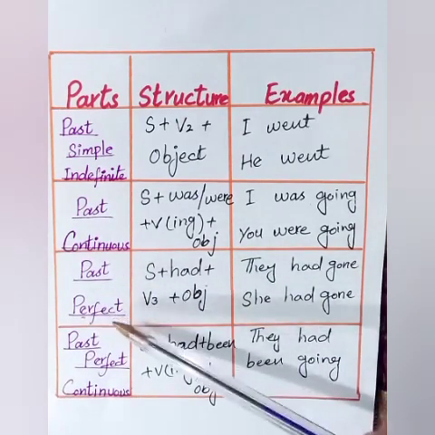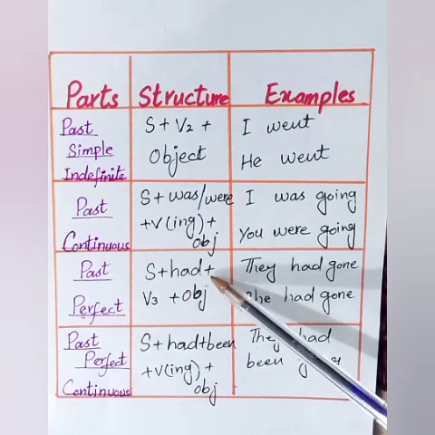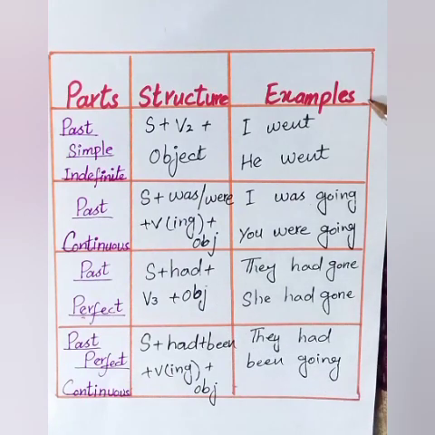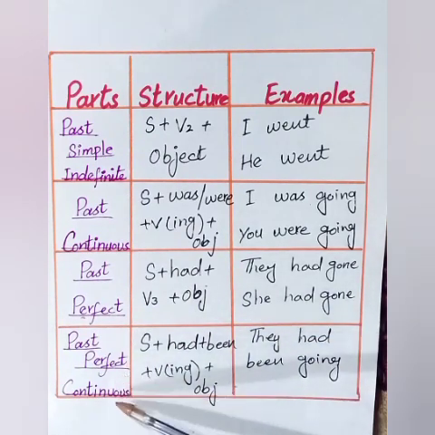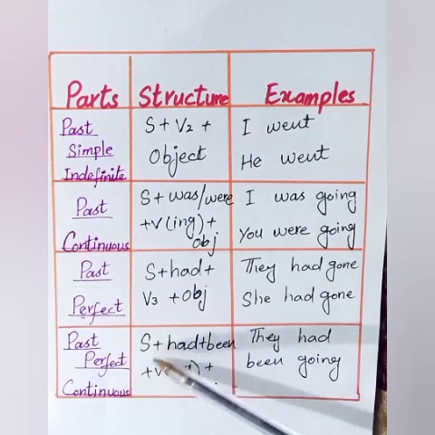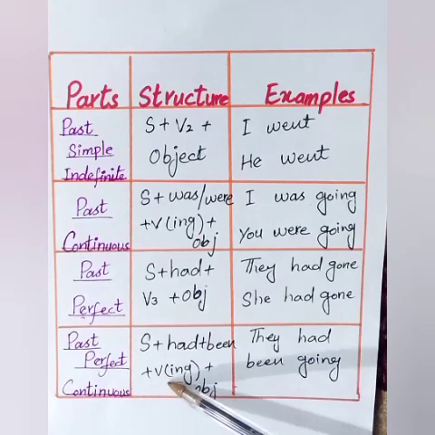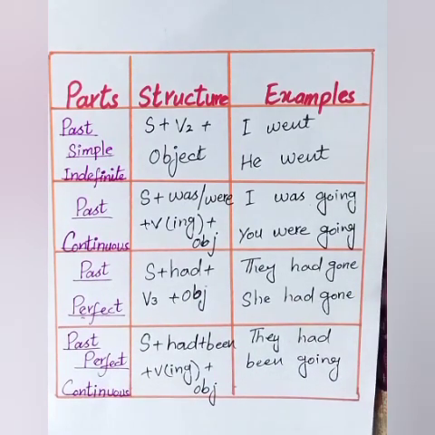Past perfect. Structure: subject plus had plus third form of verb plus object. Examples, they had gone, she had gone. Past perfect continuous. Structure: subject plus had plus been plus first form of verb plus ing plus object. Example, they had been going.